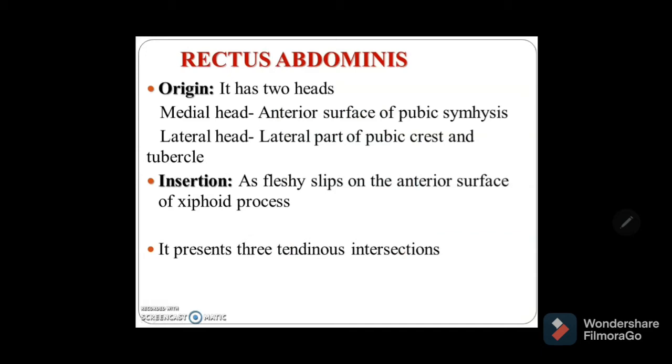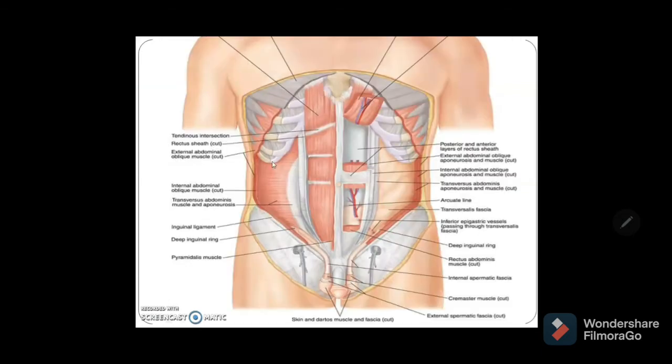It has two heads, medial head and lateral head. Medial head comes from the pubic symphysis, lateral from the pubic crest. It inserts into the xiphoid process and 5 to 7 costal cartilages. So it is the median muscle, but right and left are there, covered by the rectus sheath.